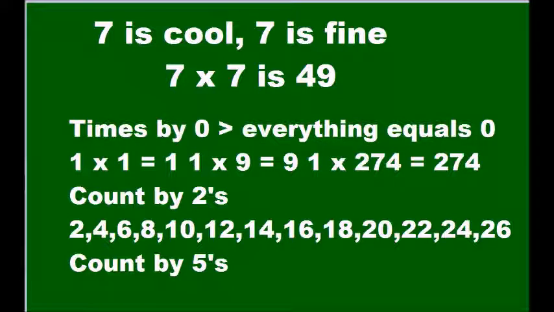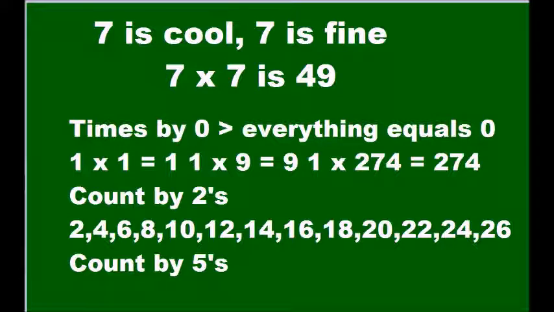If you have trouble with certain multiplication problems, you can try to make little songs or little things that will help you remember. We're going to start with the really easy ones right now. Anything times 0, everything equals 0. So 0 times 274 is 0. 0 times 10 is 0.